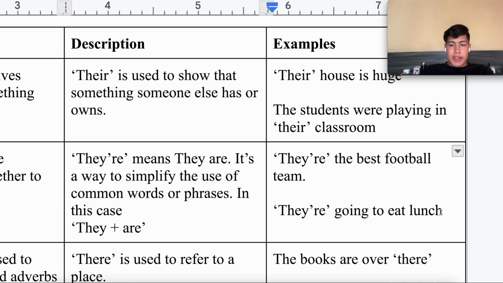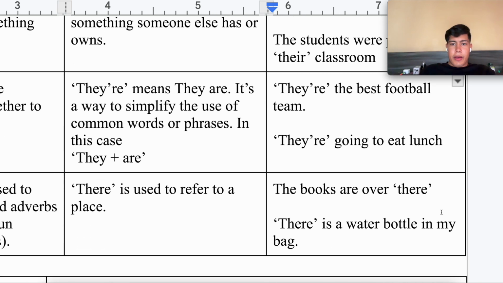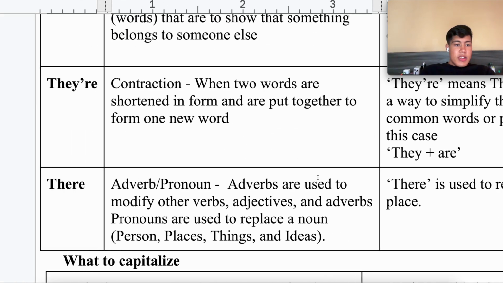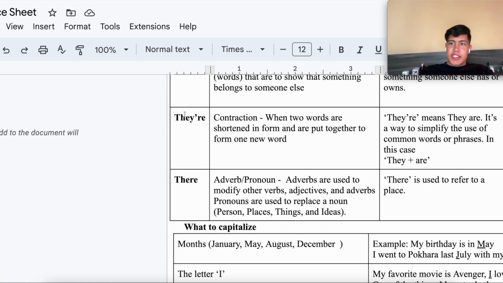They're going to eat lunch. So when we're talking about a group, we'll say, they're the best baseball team in the world. Or if we're talking about PSG, we'd say, they're the best football club. Stuff like that. It's very simple. It's just they and are.